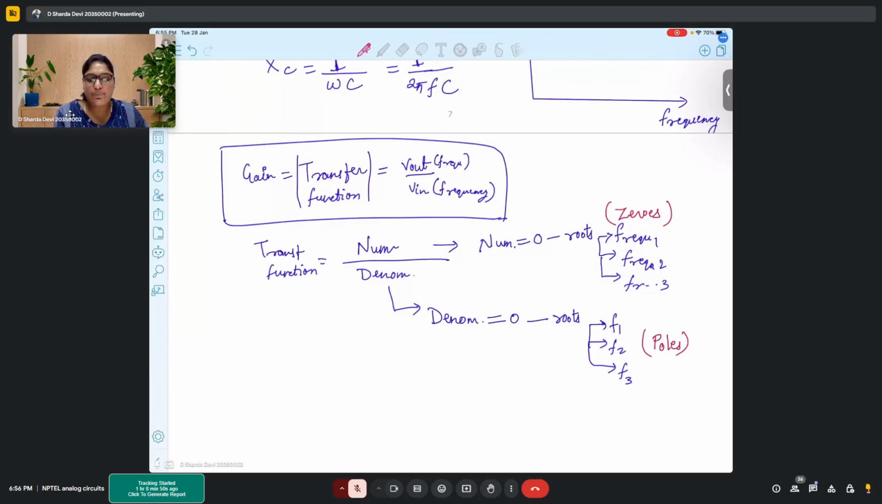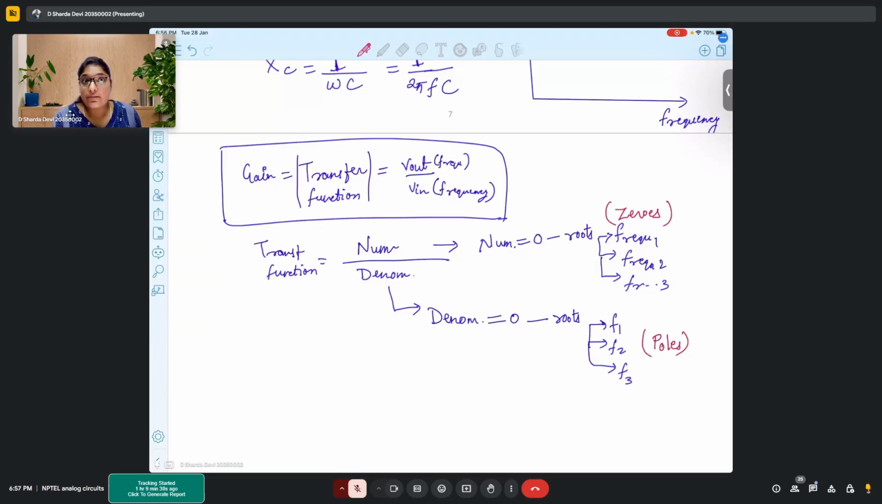We'll come across it maybe next week or in the coming week. So it will be even more clear. We'll do tons of examples and it will be completely clear to you. But for now, for the time's sake, just understand that poles are the ones where your denominator goes to zero, and where the numerator goes to zero, we call those roots zeros. Okay? Okay, ma'am. Thank you. Any other doubts?